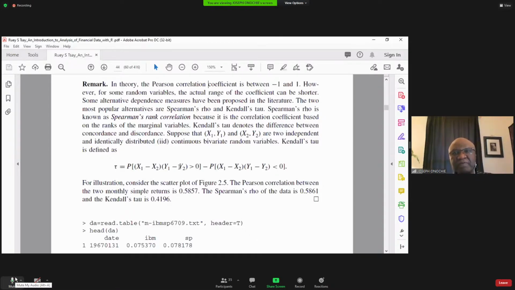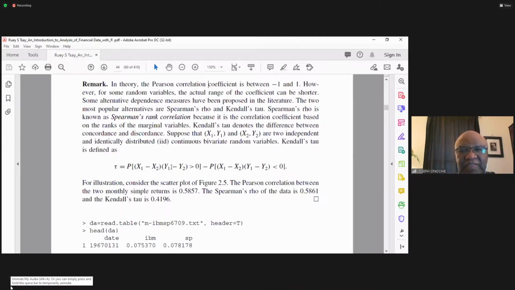But sometimes, yes. Okay, rank 1, yes, mine. Remember, this is X, that's IBM, and this is Y, S&P 500, yes? They are two different things, right?